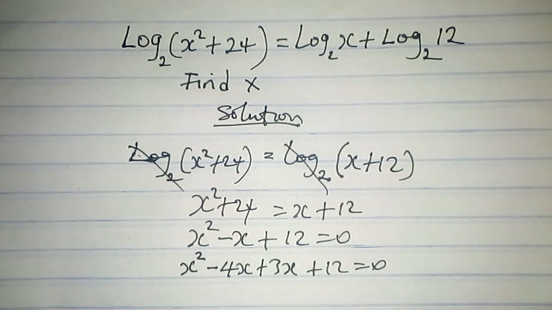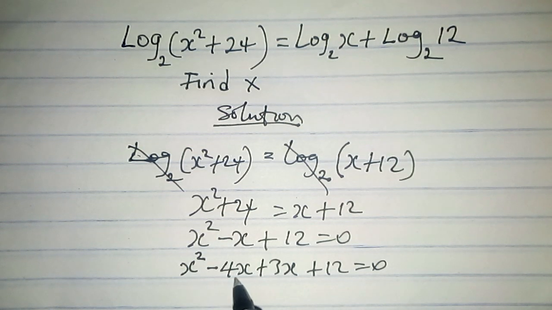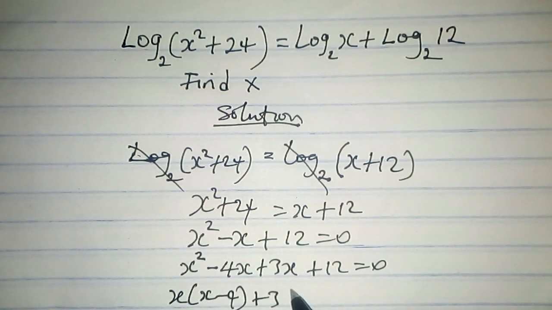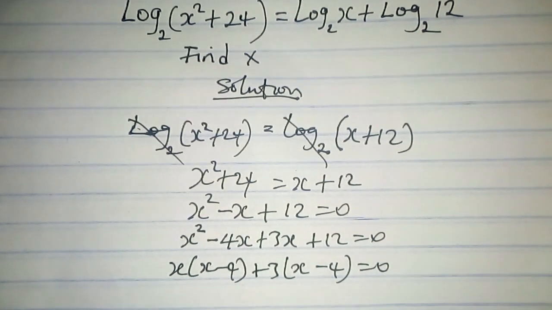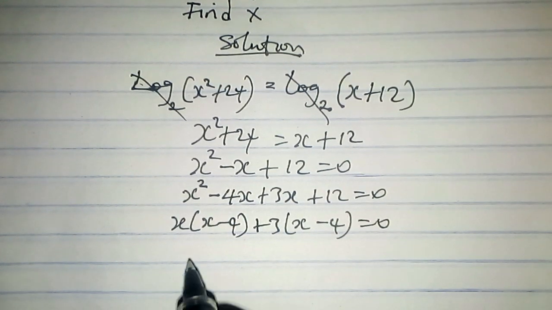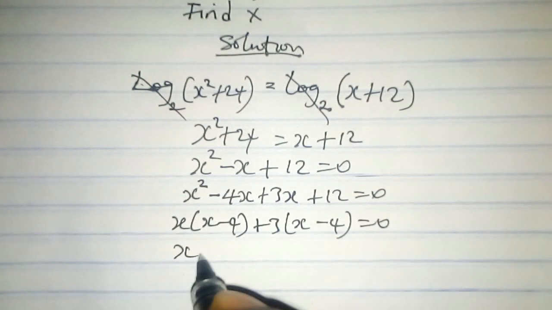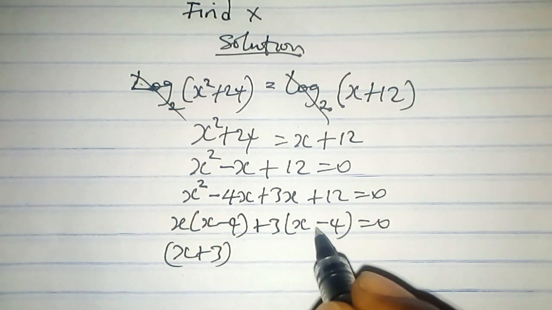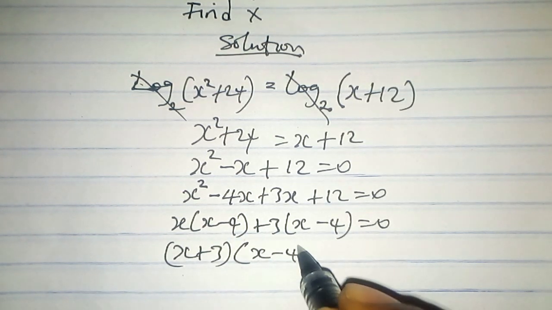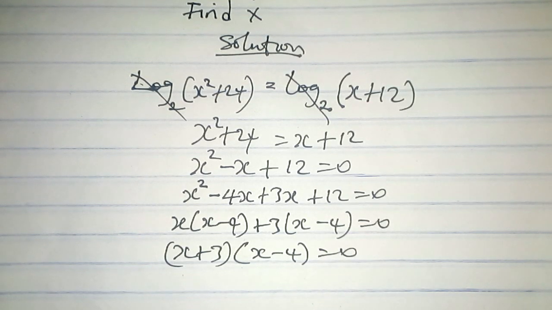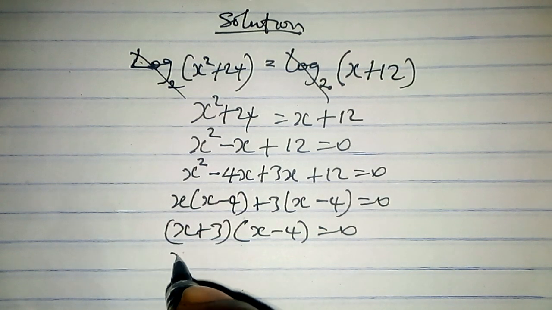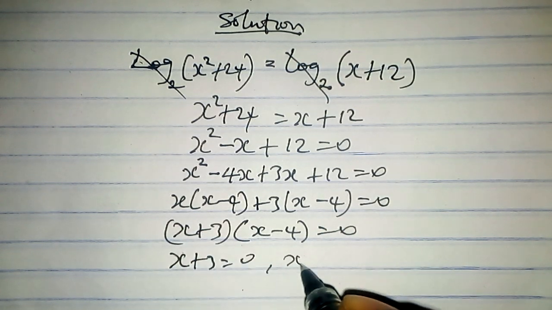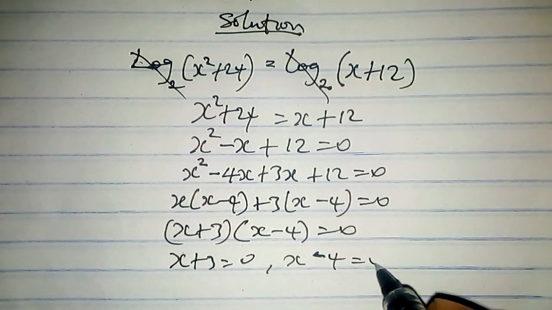So what do we do? We now look at the greatest common factor here, which is x. x into x minus 4 plus 3 into x minus 4 equal to 0. So what do we do next? We take x plus 3, x minus 4 is common, so we take one of it, equal to 0. So the next thing we do is to equate both the brackets. x plus 3 equal to 0, x minus 4 equal to 0.